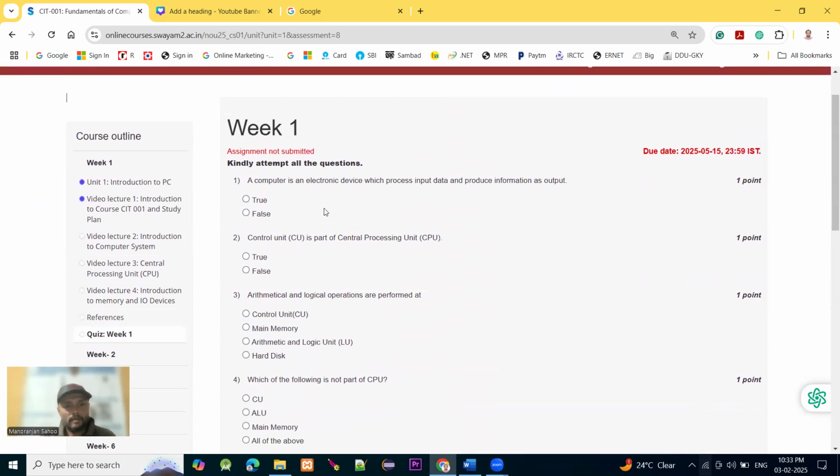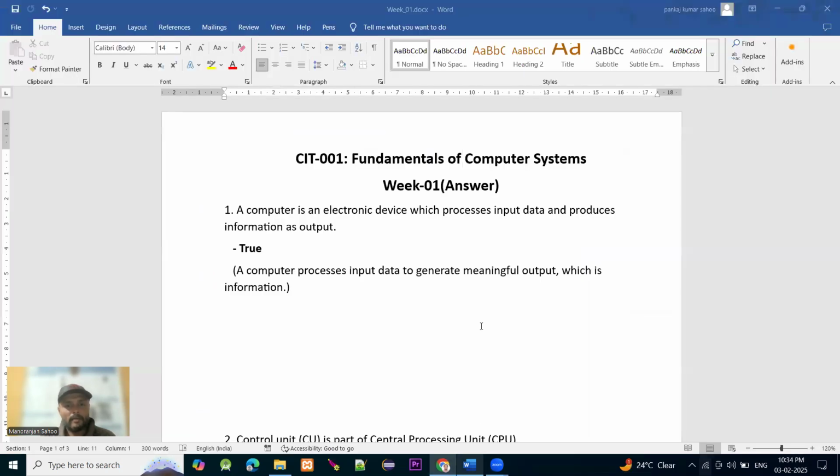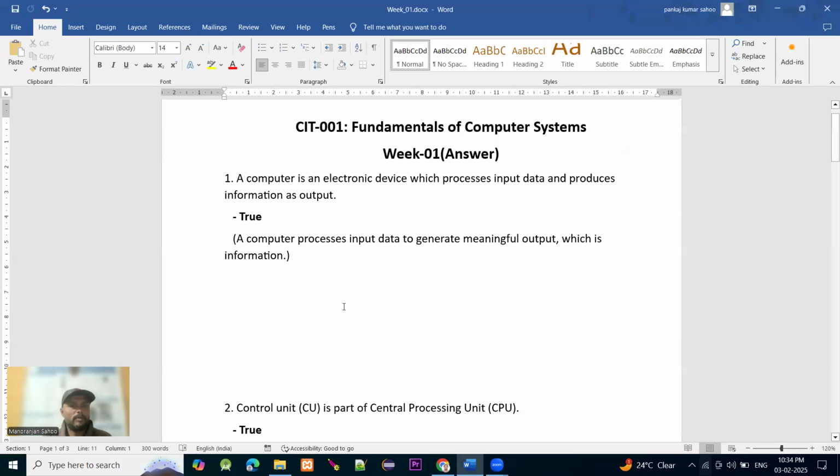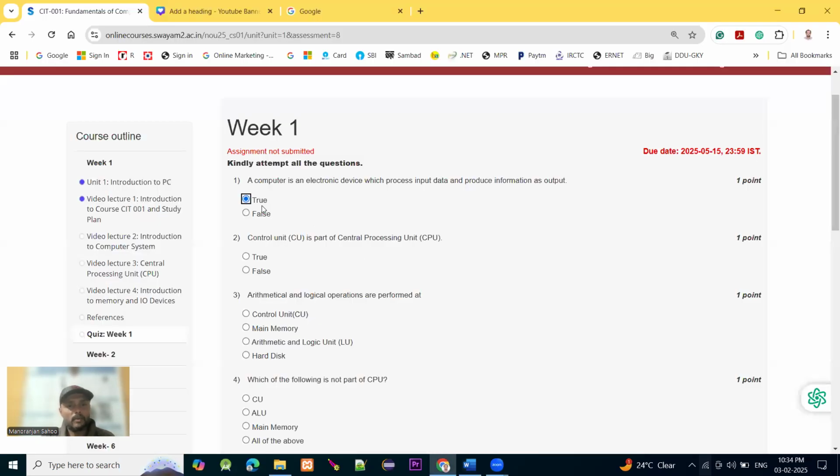The question number one is: a computer is an electronic device which processes input data and produces information as output. It is a true statement. You can see why it is true: the computer processes input data to generate meaningful output, which is information. So it is a true statement.